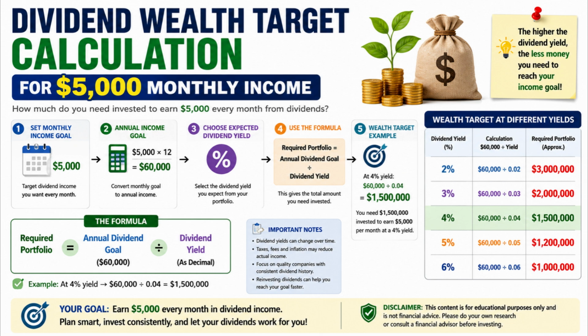Start with your monthly income goal, multiply it by 12 to get the annual dividend target, and then divide that number by your expected dividend yield. For a $5,000 monthly income goal, the annual target is $60,000, and at a 4% yield, the estimated wealth target is $1,500,000. Finally, please remember that this example is for educational purposes only and not financial advice.